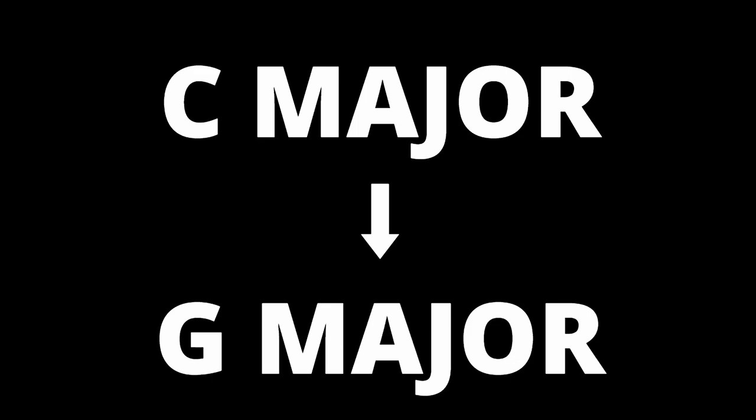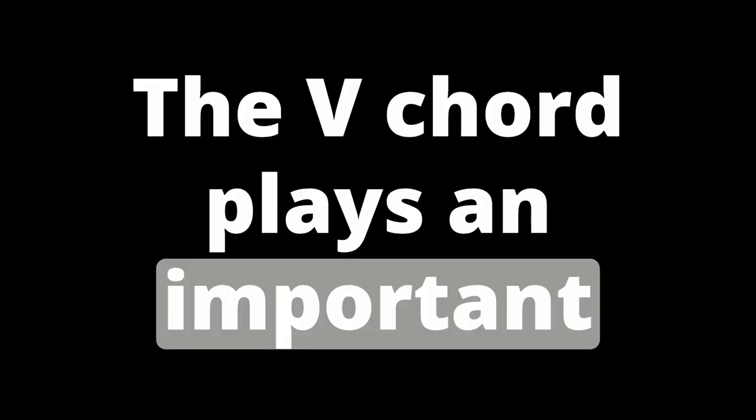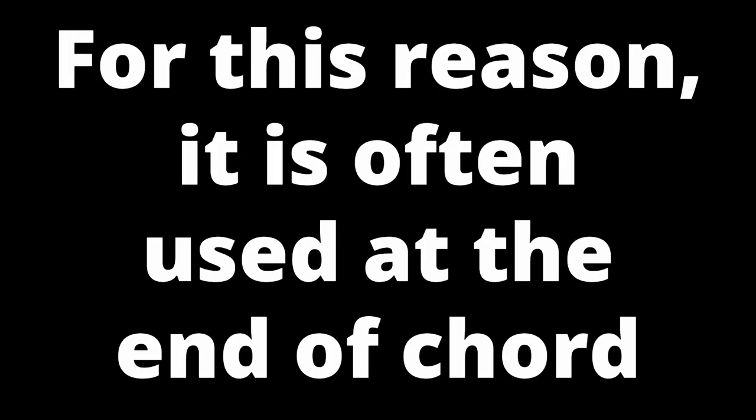Let's look at some common chord modulation examples using these closely related keys. We'll use the C major key as our initial key and the G major key we saw earlier as our destination key. There are four chords in common. Let's explore each in turn. G major is the one chord in the key of G major and the five chord in the key of C major. The five chord plays an important role in major key chord progressions. You may also see it referred to as the dominant chord. It has an extremely strong desire to resolve back to the one chord. For this reason, it is often used at the end of chord progressions in order to bring us back to the one chord and establish the key.